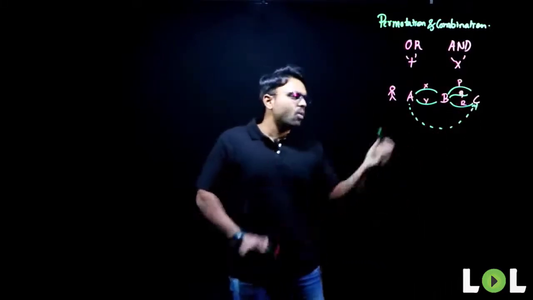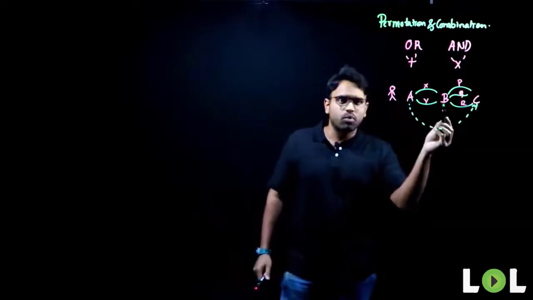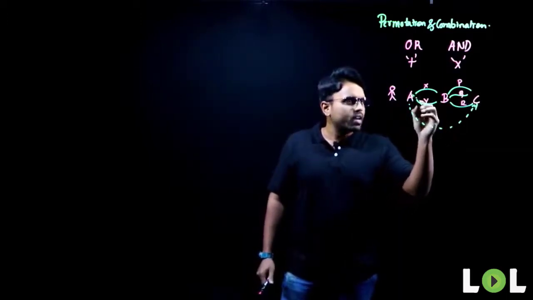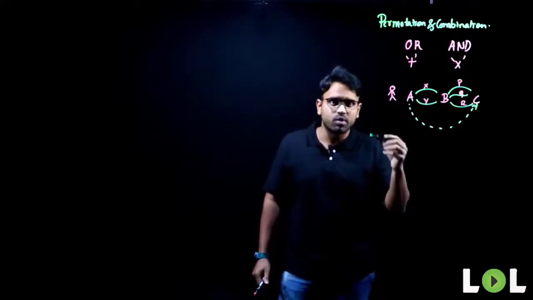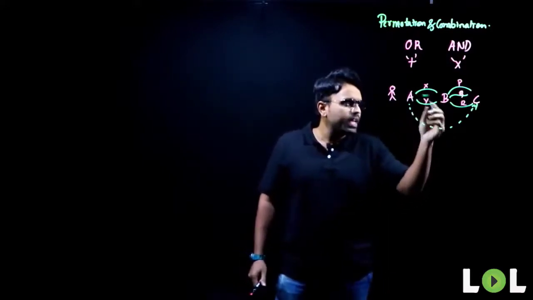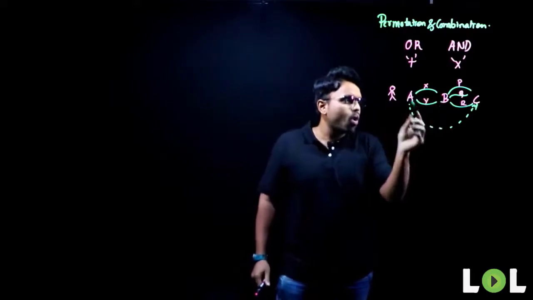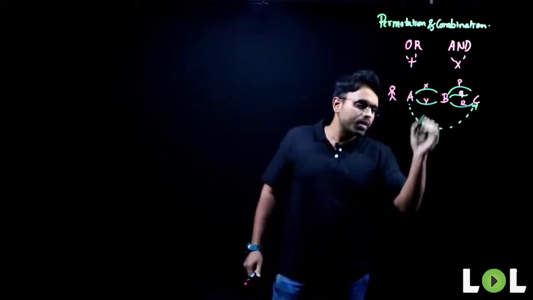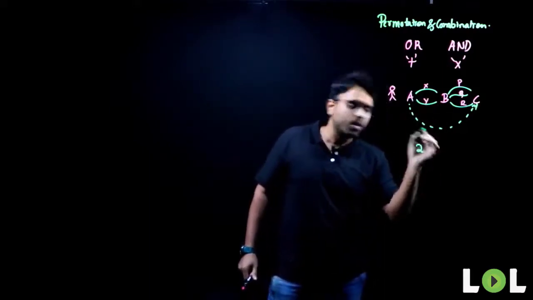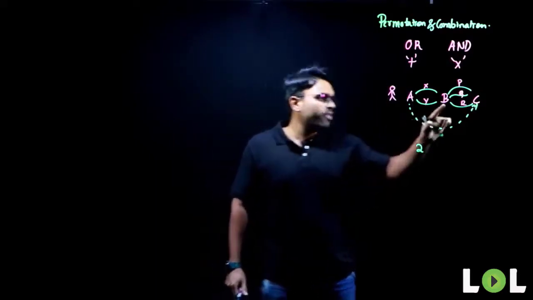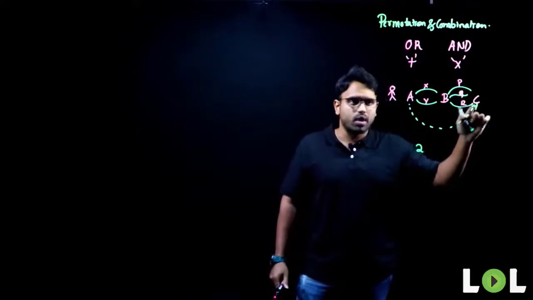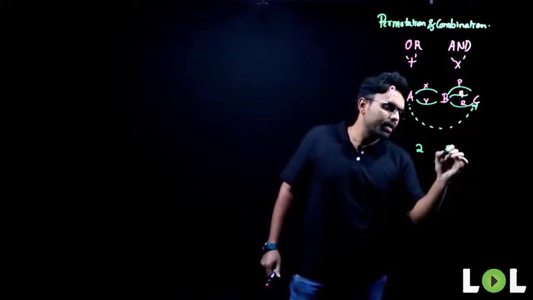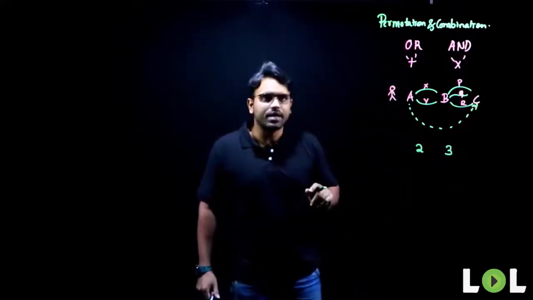Now, when this person wants to travel from A to B, he can either go by X or Y. Look at the conjunction that I'm using here. He can go to B via route X or via route Y. So, how many different ways can he go? He can go in two different ways. Now, from B to C, he can either take route P, route Q or route R. So, how many different ways can he go? He can go in three different ways.